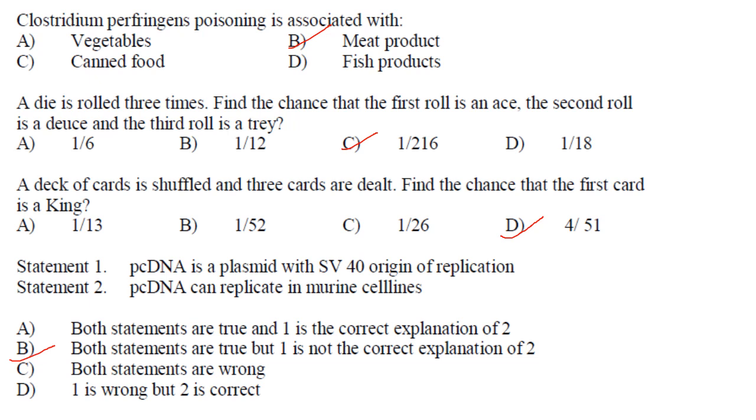A deck of cards is shuffled and 3 cards are dealt. Find the chance that the first card is a king. So answer is 4 out of 51. Answer is option D.